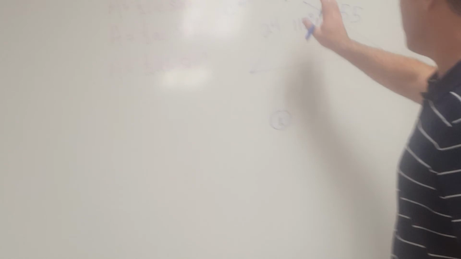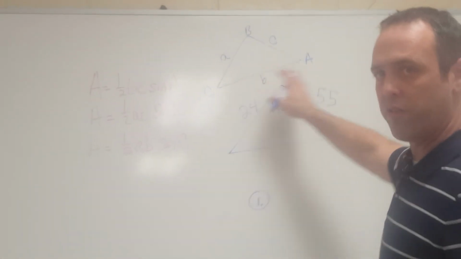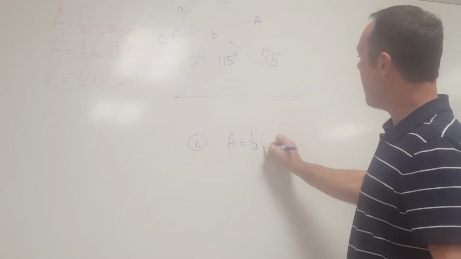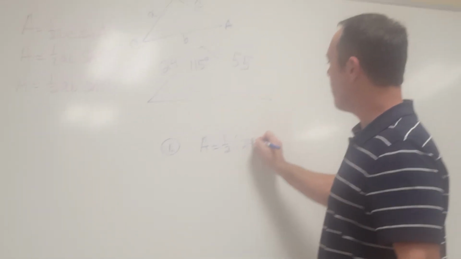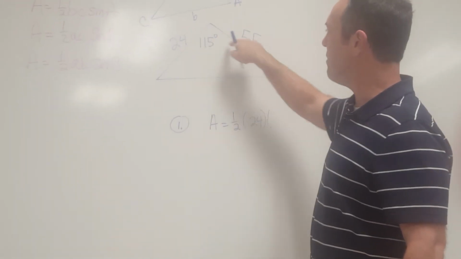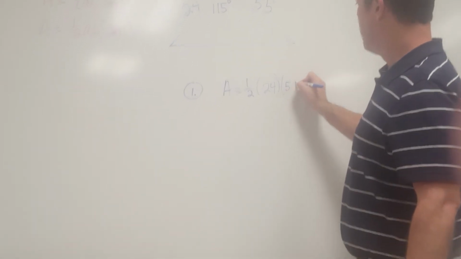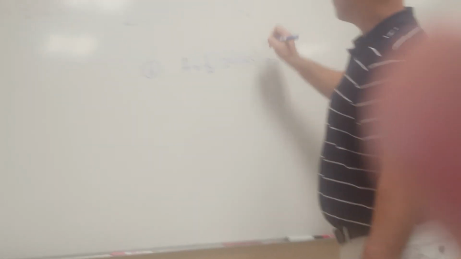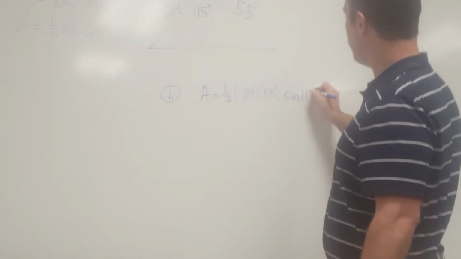Okay, and that's what we're going to do in example number 1. So we're going to look at this. Basically, they're the same formula. Doesn't matter if we label these A, B, or C. We can just insert these into the formula. So it's 1/2, area is equal to 1/2 the two sides multiplied by each other, and they have to be two sides touching each other. Okay, 24 times 55, and then the sine of the angle in between. So we look at the angle in between, it's 115.